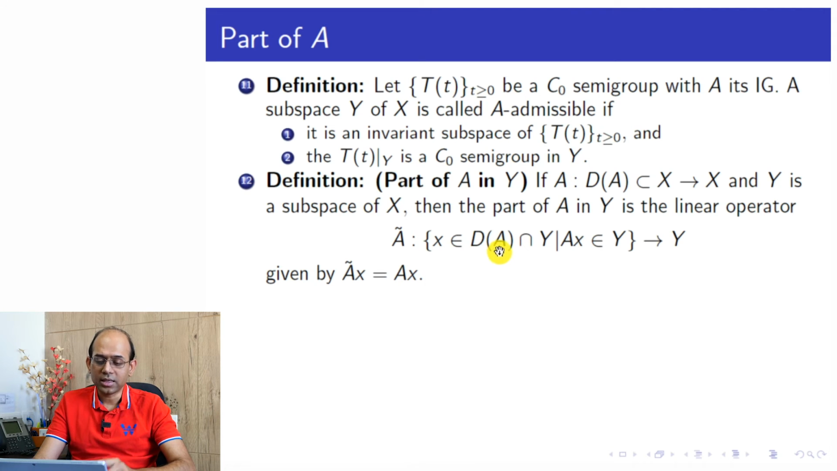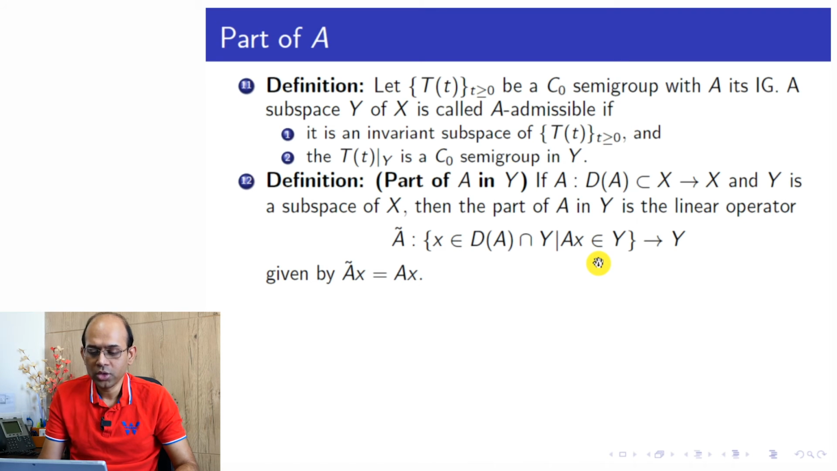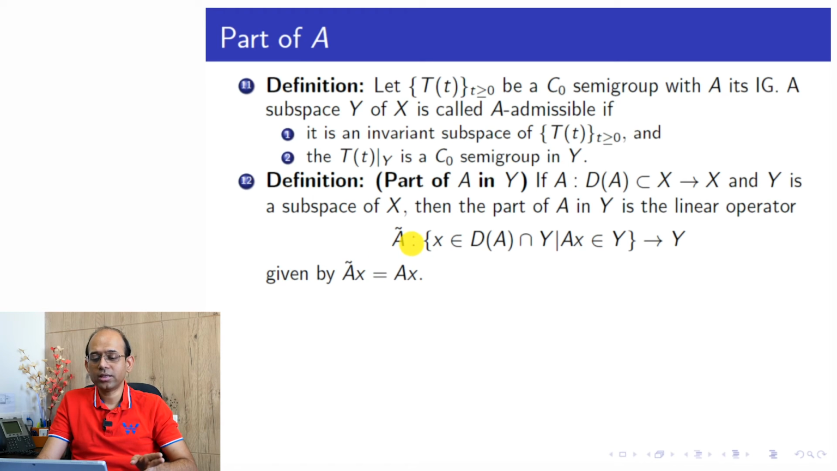such that the image of x under A is also in Y. So we choose x from Y that is also in the domain of A, and then we look at whether the image Ax is also in Y. So this would surely be a subset of the domain of A and Y. But the good point is that A tilde takes a point x from here to Y itself.